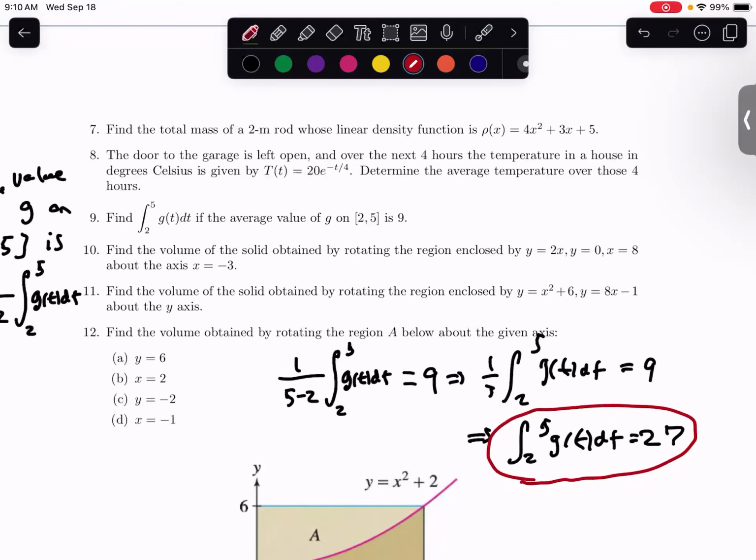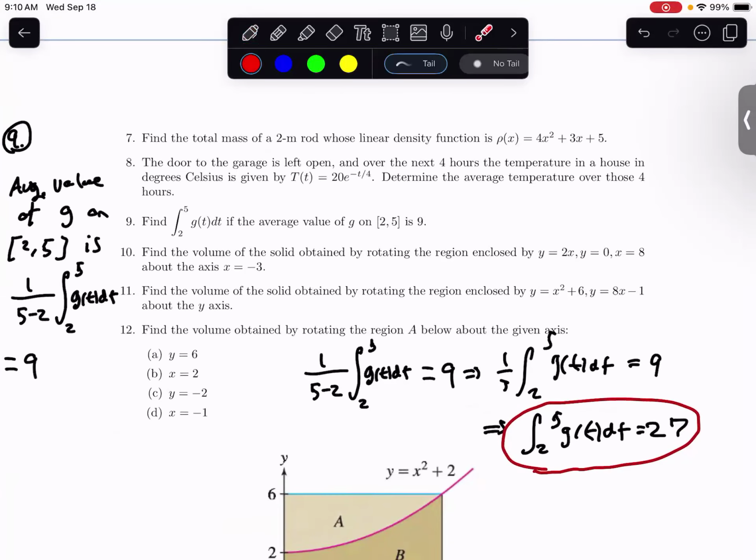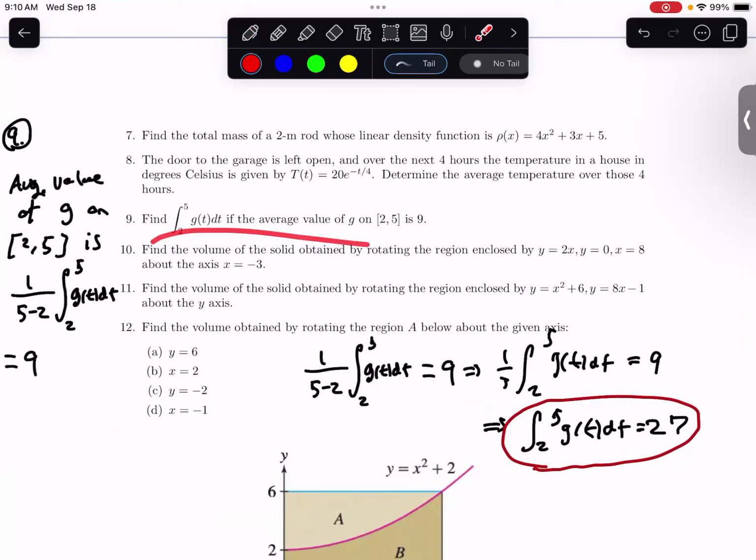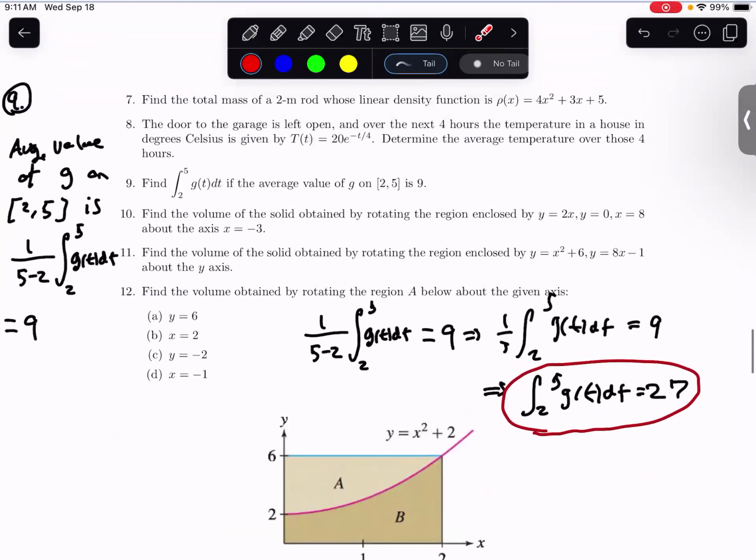It's one of those problems where if you can set it up, it isn't so bad, but I think you have to be able to parse and understand what the question is asking and how to set things up. Okay, any questions about this problem?